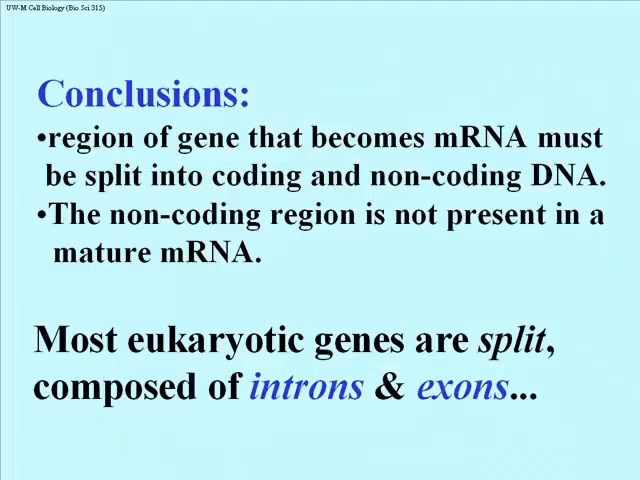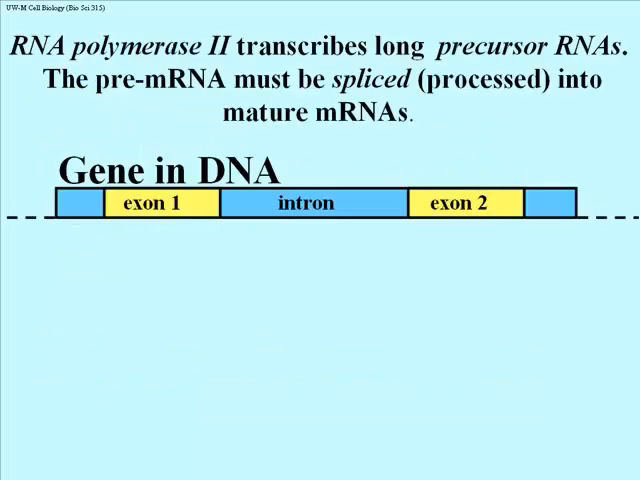So we can conclude that the region of the gene that becomes mRNA must be split into coding and non-coding regions of DNA, and that the non-coding region is not present in a mature messenger RNA. Most eukaryotic genes are split, are composed of what we now call introns and exons. Here's how split genes are transcribed into pre-messenger RNAs and how a pre-messenger RNA is processed to make a mature mRNA with a single undivided coding region.